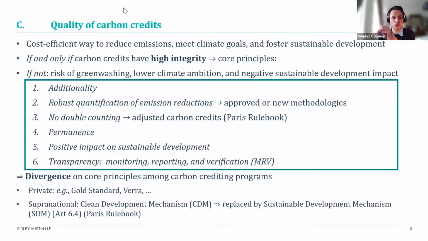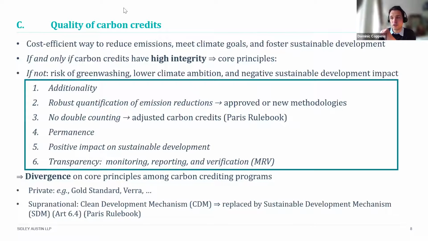So you would have to have procedures in place that ensure that those persons are consulted as well, and that there is a grievance proceeding in place that takes into consideration that the rights of indigenous people or other social rights might be affected by a carbon credit project.